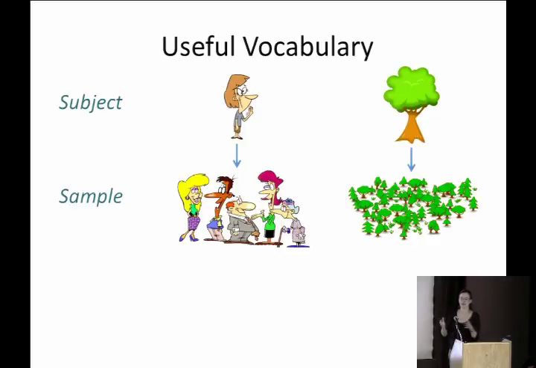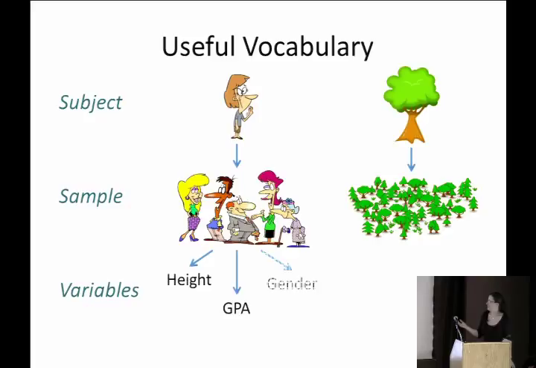You get a group of people that you're interested in studying, and you look at them all together. And then on each subject in your sample, you measure things that are called variables. Variables could be things such as height, GPA, or gender on students. They're all just specific attributes that we could evaluate on each subject.